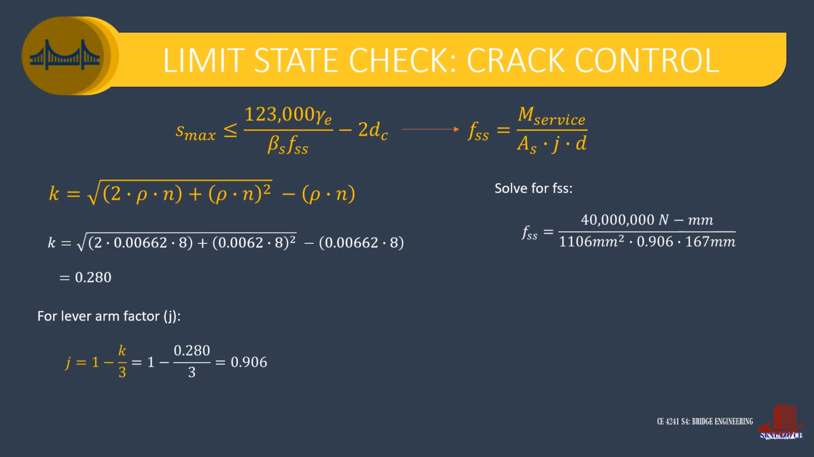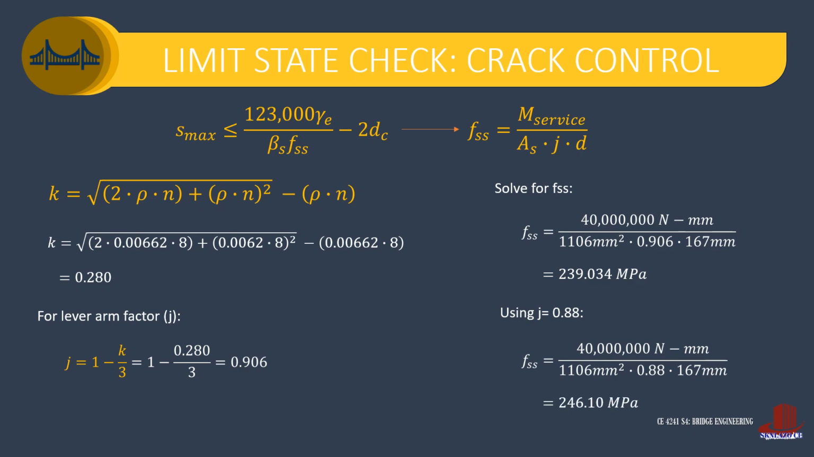With all parameters figured out, we can solve for fss, which is the moment factored in service divided by 1106 by 0.906 multiplied by 167. fss is 239.034 megapascal. In case we use the arbitrary constant j equal to 0.88, fss turns to be 246.1 megapascal.